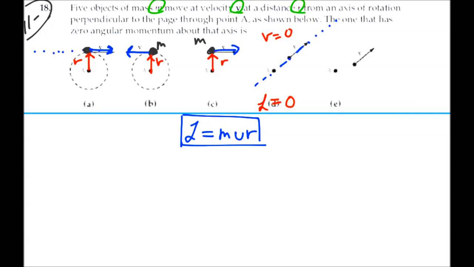So that angular momentum is 0. Let's look at E just for comparison. Here's our velocity. Here's our line of action. And there is a distance, very short, but there is a distance r from the axis to that line of action. And hence, that has a finite value of angular momentum. So the only one that has 0 angular momentum is answer D. So that's our answer, D.